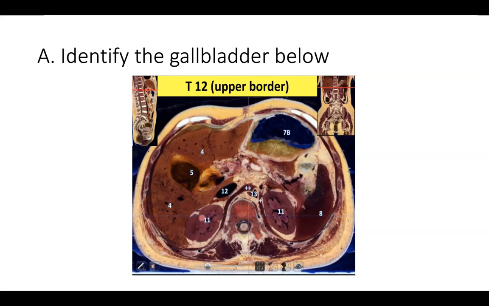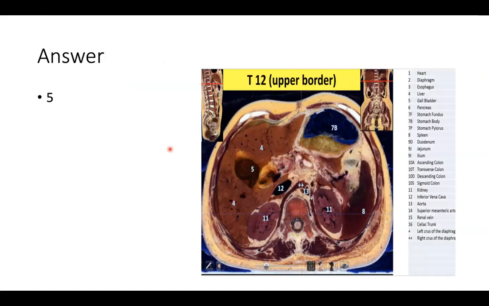So pause the video here and attempt to solve the question. It says identify the gallbladder below. It's a very easy one. So this is the gallbladder, number 5. Number 4 is the liver. As you can see, you can clearly visualize the liver at T12.